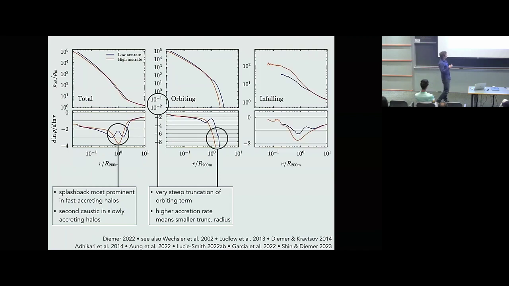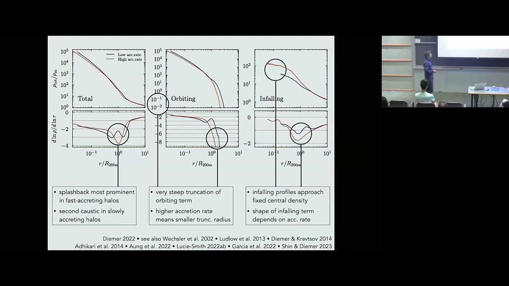This was also really interesting for the infalling profiles. I mean, we had never looked at those before. I think that's a correct statement. And there were also surprises. They go to some sort of constant density. I still don't really understand that. They, again, depend on accretion rate. That makes sense, I guess. So there's a lot more there that we don't have time to really go into today.